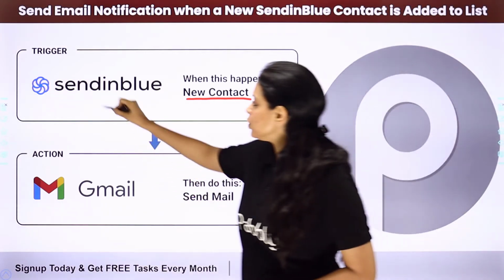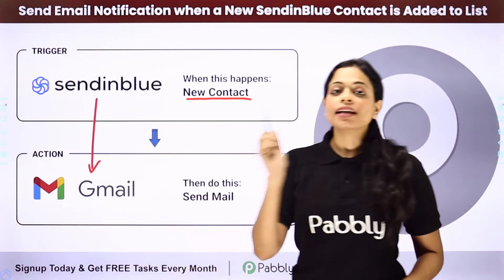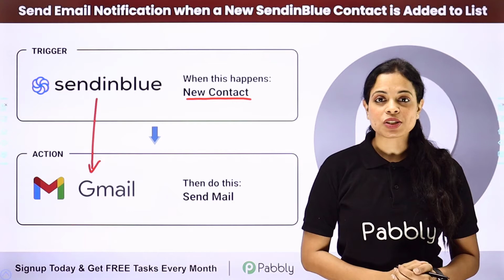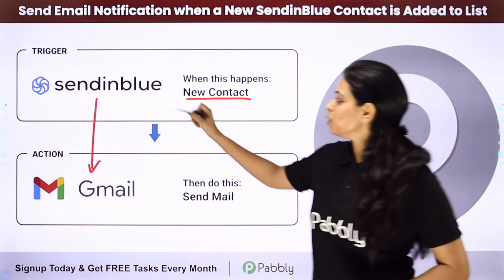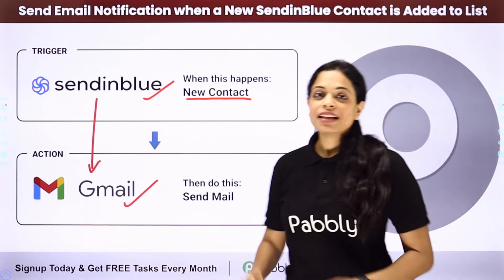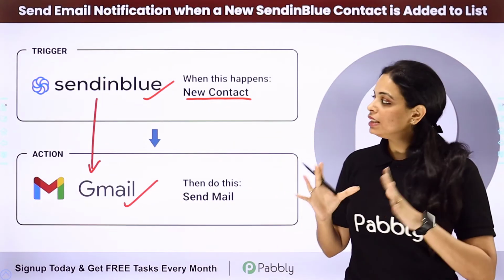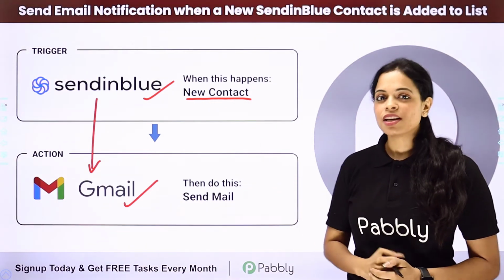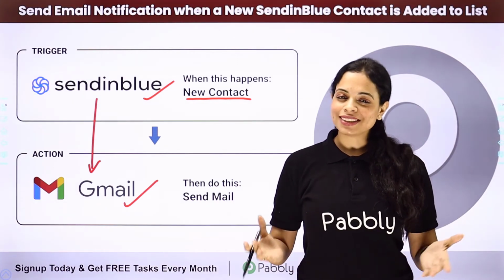For this, you will have to integrate the two applications, and the same thing can be done using Pabbly Connect software. So here your trigger application will be SendinBlue and your action application will be Gmail. Now how can you do this yourself? Integrate and automate this entire process. To understand that, let me take you to my screen.